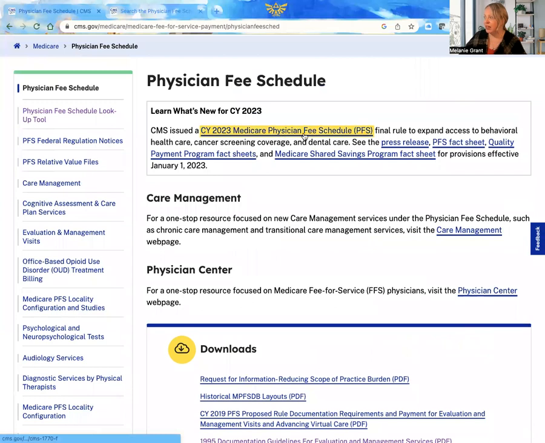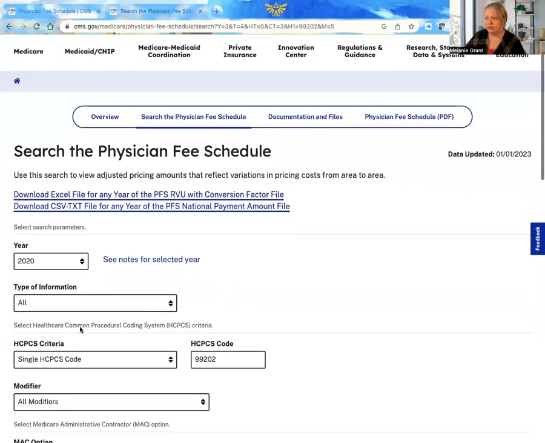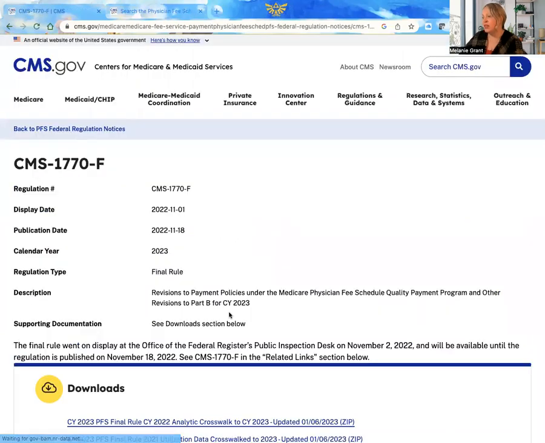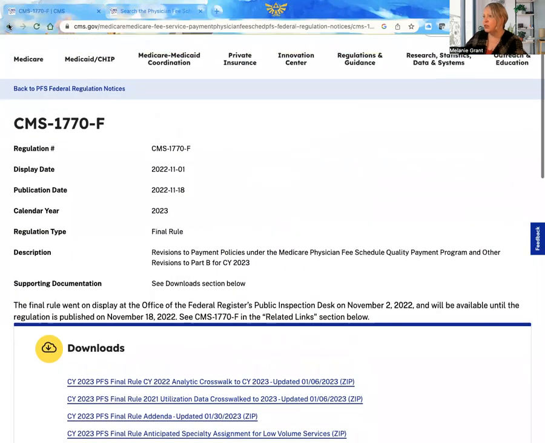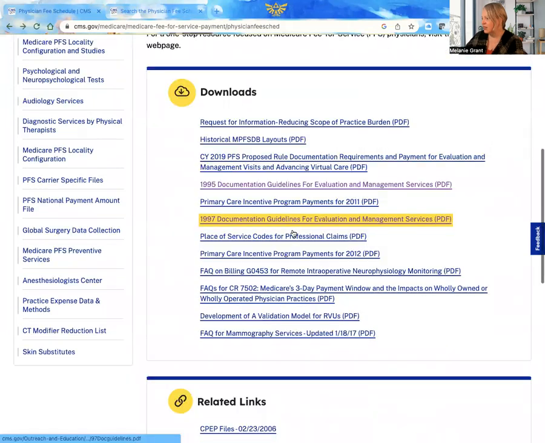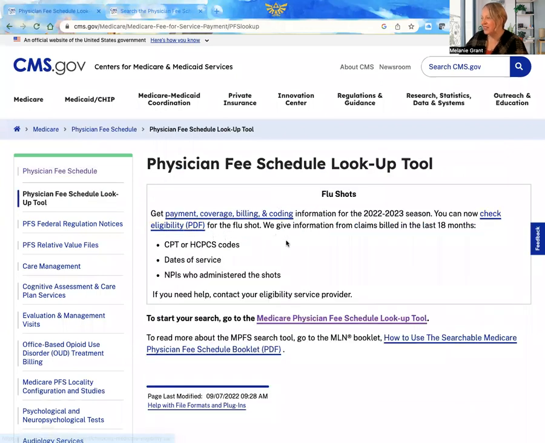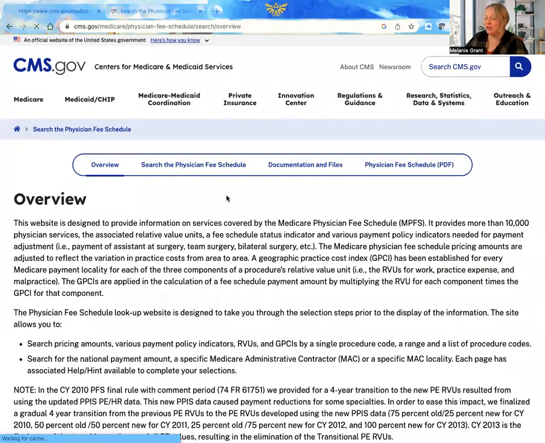For me, I went ahead and clicked on the current year Medicare Physician Fee Schedule, which brought up this link. And I entered in the information to change the year to 2020. And I told it some of the information I wanted. Now, as I did this, I'm sorry, I went to the wrong link here. So I went to the Physician Fee Schedule Lookup and then the Medicare Physician Fee Schedule Lookup. My apologies for the confusion.